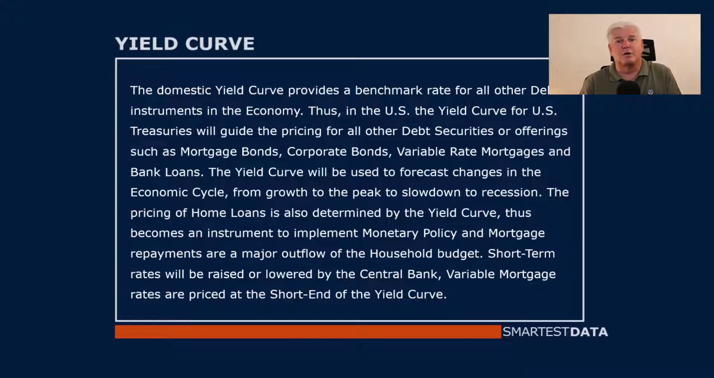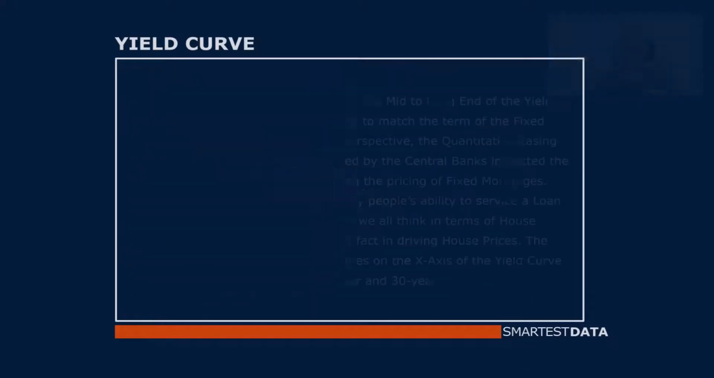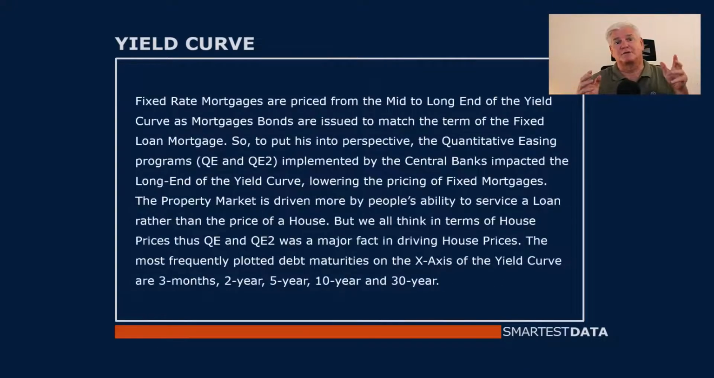Short-term rates will be raised or lowered by the central bank. Variable mortgage rates are priced at the short end of the yield curve. Fixed-rate mortgages are priced from the mid to the long end of the yield curve, as mortgage bonds are issued to match the term of the fixed loan mortgage.